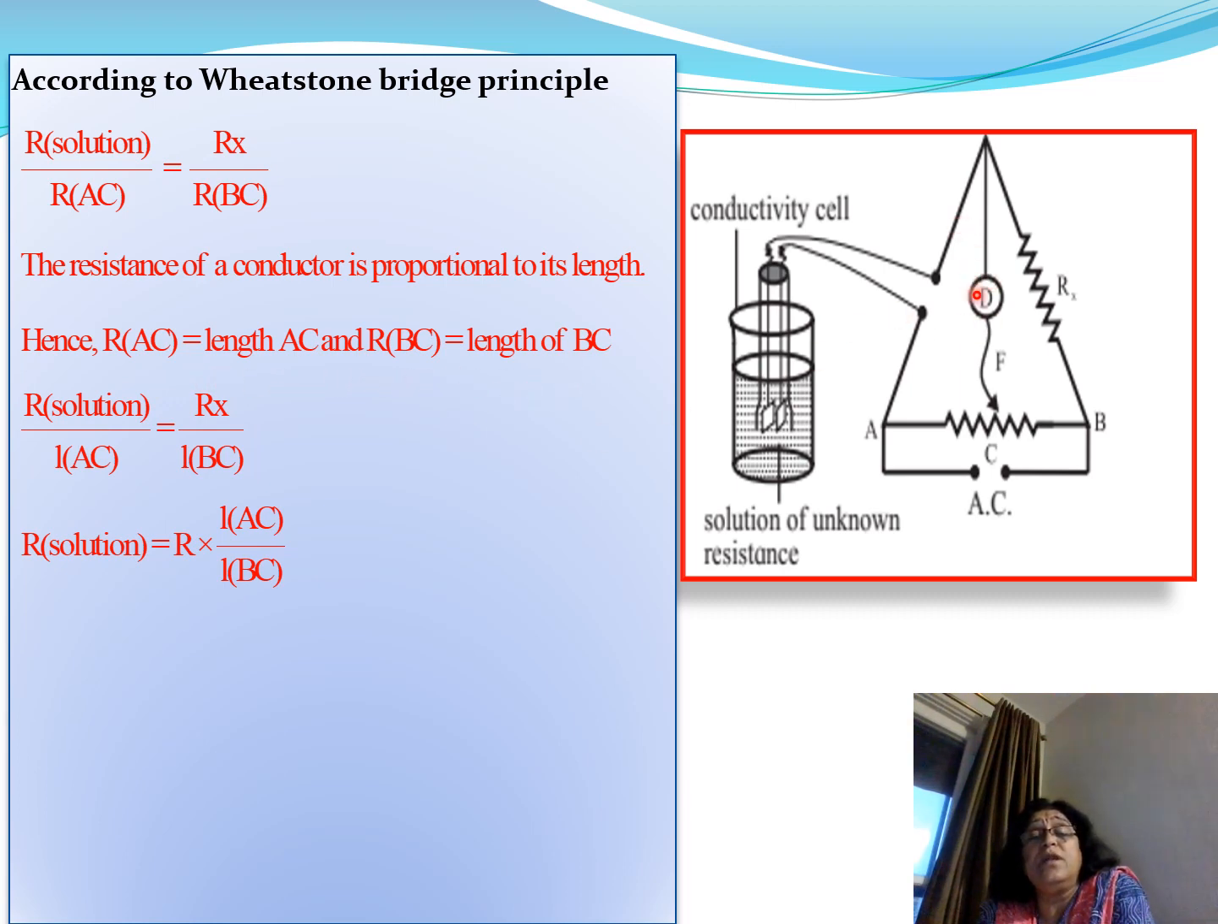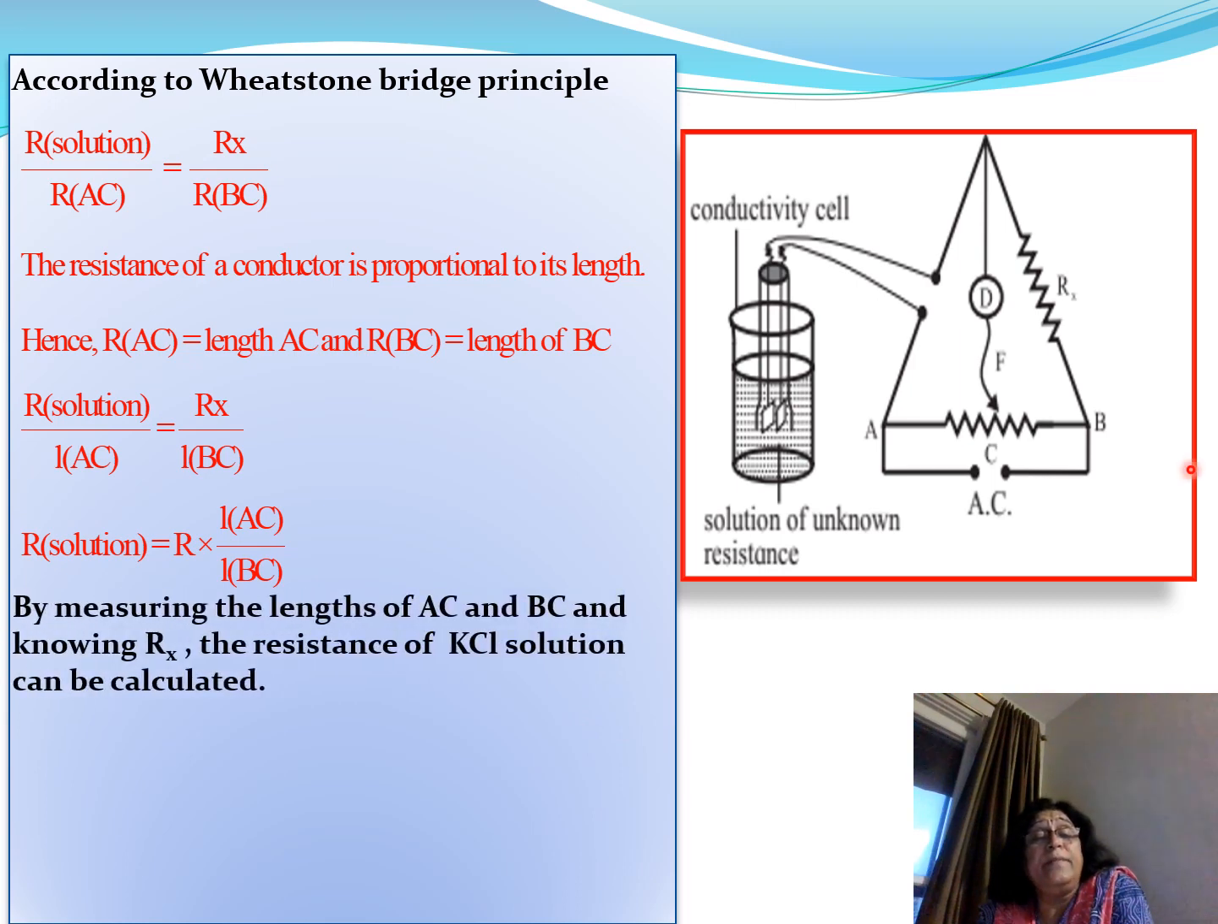So using the null point, we can find out the point where we get the null point, and that's how we can put the values of resistance and calculate the resistance of a solution. So R solution upon length of AC equals Rx, the resistance that we are introducing, upon length of BC. So R solution is calculated. By measuring the length of AC, BC and knowing Rx, the resistance of KCl can be calculated. The electrolyte we have taken here in the conductivity cell is KCl.